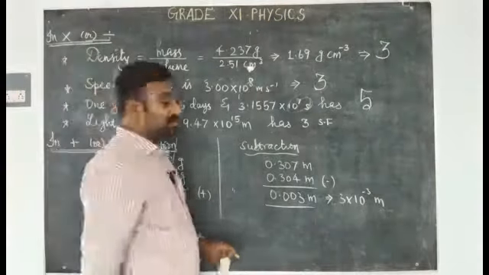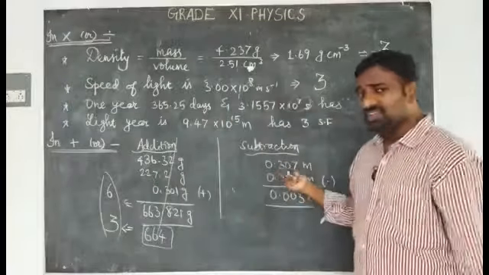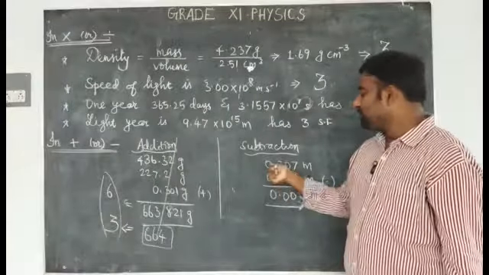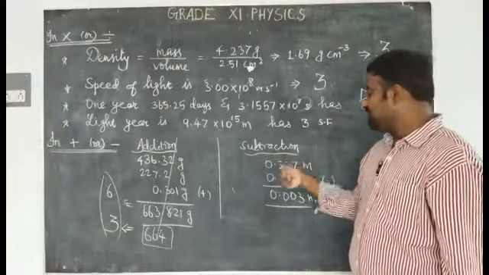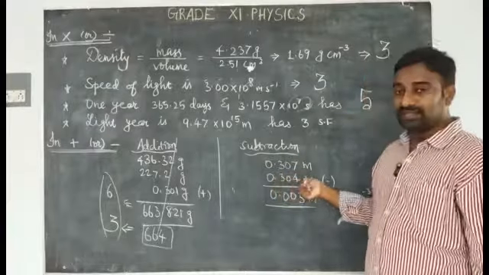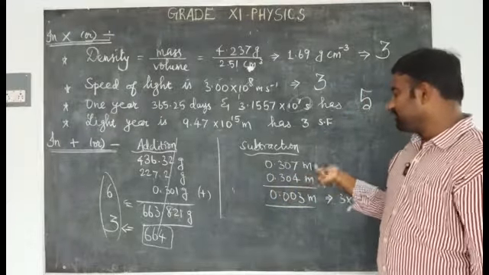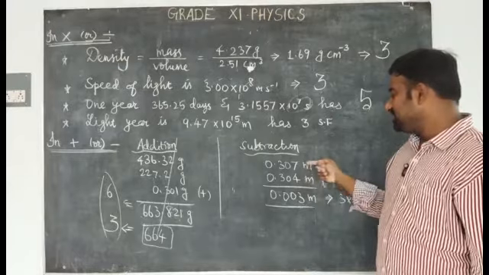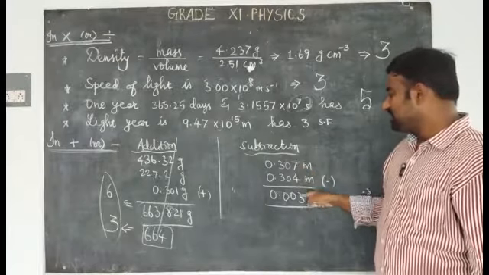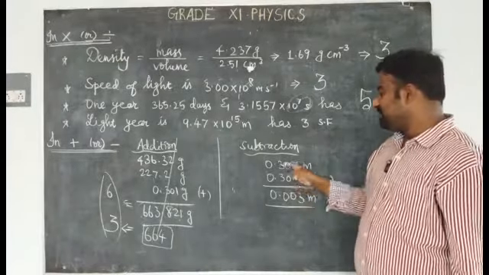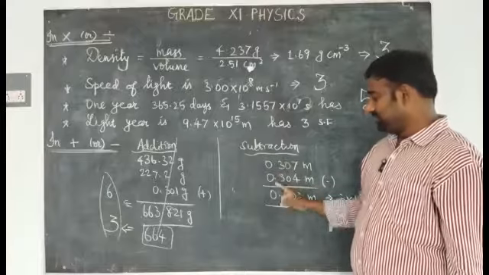Similarly we can see it in subtraction. We have two different lengths. One is 0.307 meter, another length is 0.304 meter. So take the difference of the two measurements. By taking the difference, 7 minus 4 becomes 3, 0 minus 0 is 0, 3 minus 3 is 0, then the result remains.